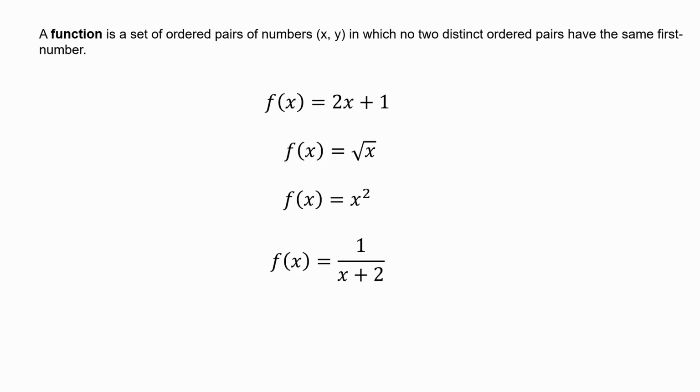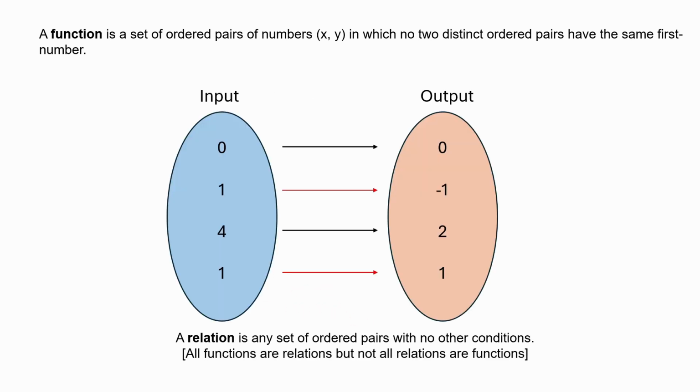Other ways to write functions is in equation form. This is a type of function where x is the input and f of x is the output. For example, f of x is equal to 2x plus 1, f of x is equal to square root of x, f of x is equal to x squared, f of x is equal to 1 over x plus 2. All of these are functions.